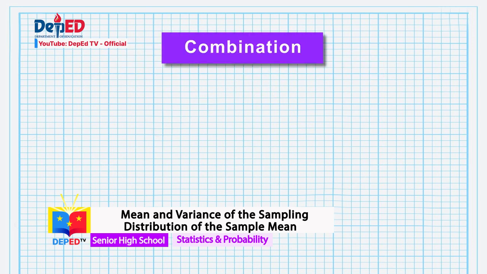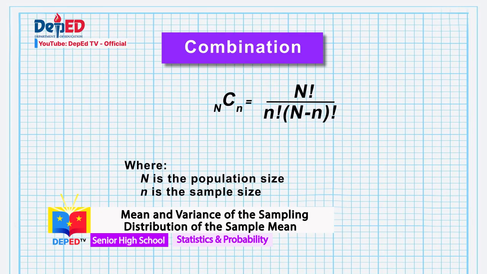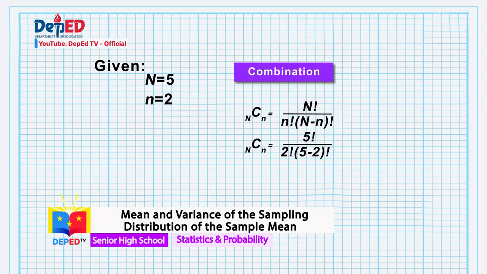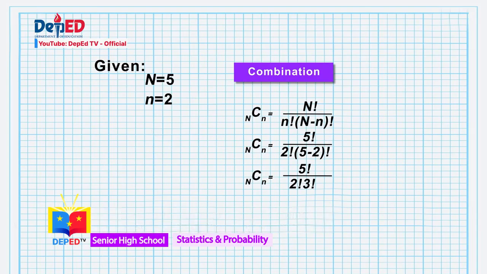The third step is to determine the number of possible samples of size n using the combination formula, where uppercase N is the population size and lowercase n is the sample size. Since the sample size consists of 2 sections, let's look at all possible combinations. In this case, the population is 5 and the sample is 2. Using the formula, we have 5 factorial in the numerator and 2 factorial times quantity 5 minus 2 factorial in the denominator. Thus, having 5 factorial over 2 factorial times 3 factorial, which is equal to 10.